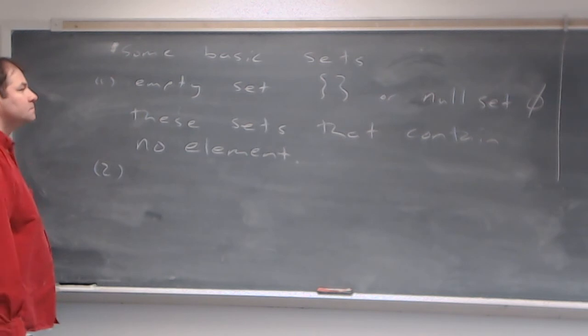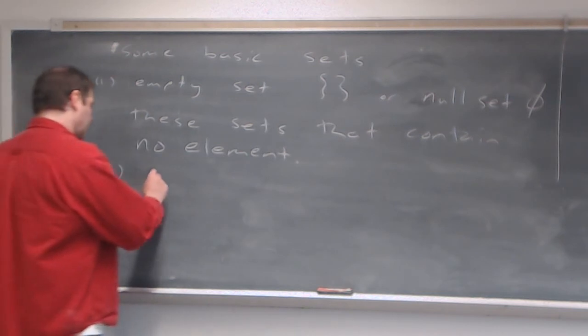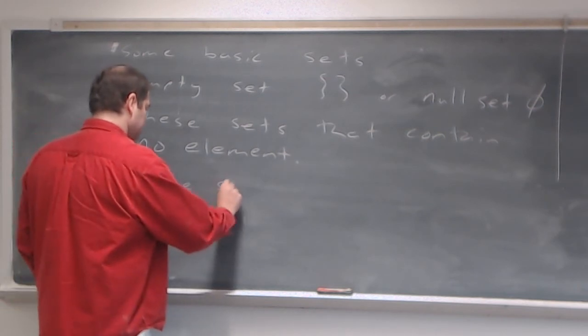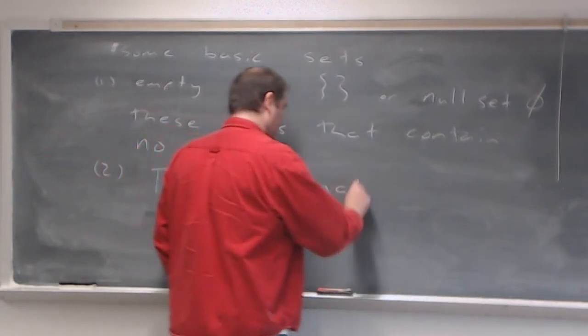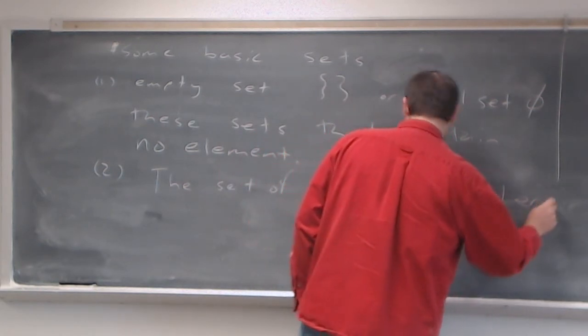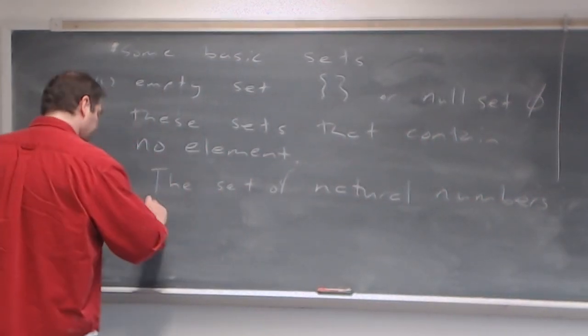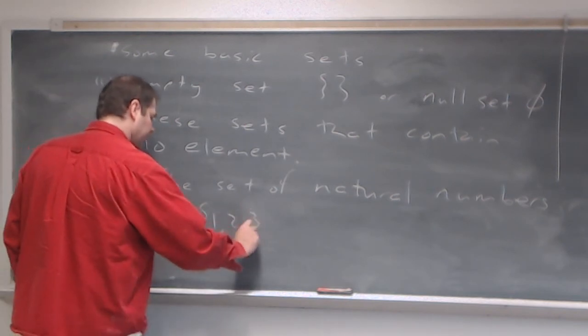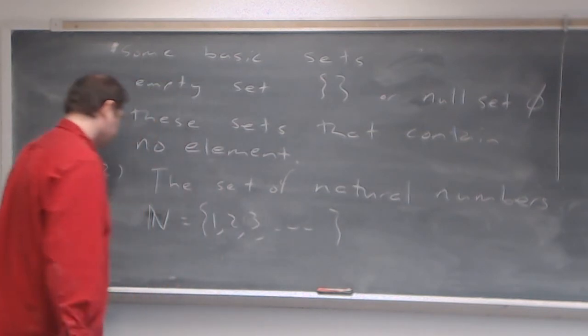All right, the next set I want to talk about is the set of natural numbers. That's denoted by script N. I'll write it this way, and it's equal to 1, 2, 3, whatever.